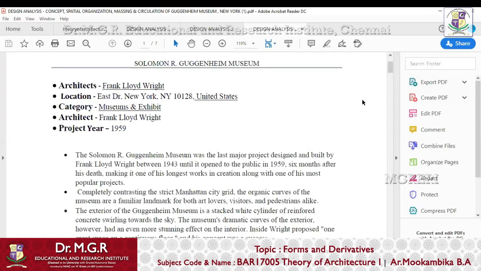Now we'll be seeing today the Solomon R. Guggenheim Museum. Please don't get confused with the Guggenheim Museum in Bilbao that was built by Frank Gehry. You may have the idea of the Guggenheim Museum by Frank Gehry, but this is different. Gehry has a different method of working.